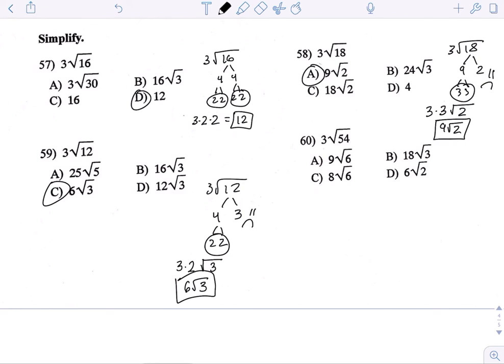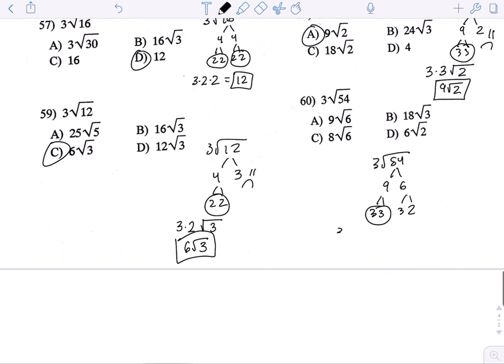And lastly, this one's 3 square root of 54, 9 and 6, 3 and 3, 3 and 2. Only found one pair of 3s, so 3, which was originally on the outside, and the pair of 3s come on the outside, square root of the leftovers. Both of these are the leftovers, so 3 times 2. So 3 times 3 is 9, 3 times 2, 9, square root 6.